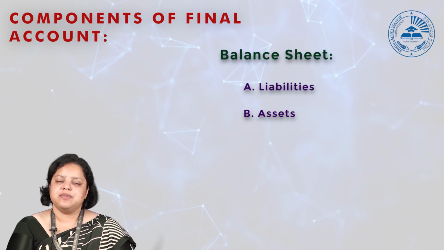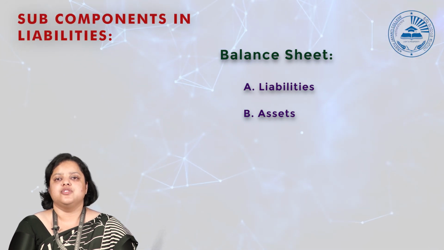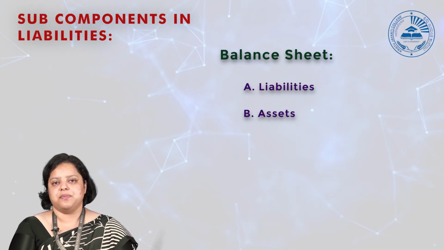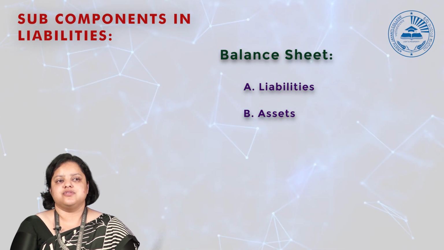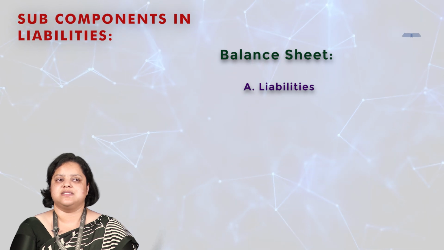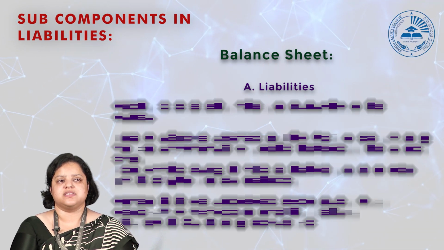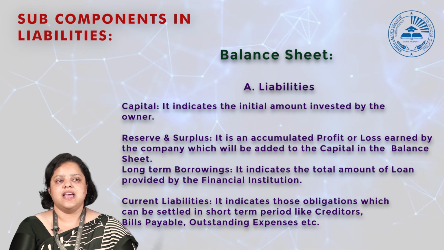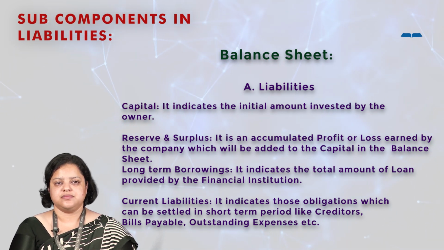But under liabilities and assets we also have some sub-components. So before going to the format of the balance sheet, we should know about the sub-components. First let us know about the sub-components under liabilities. Under liabilities we have mainly four sub-components. First one is capital. Capital means the initial amount invested by the owner.